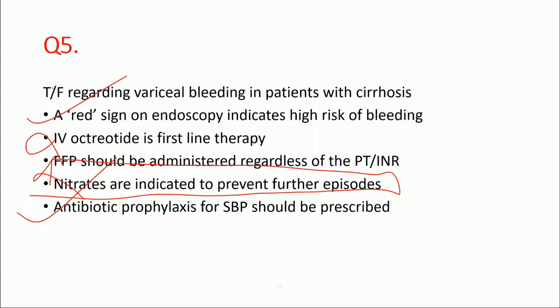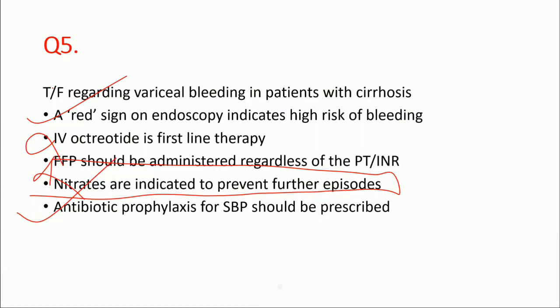So beta blockers are not for acute management, because the whole idea of beta blockers is to reduce the portal pressure in the long term. If you give them in the acute stage, what you're going to cause is the blood pressure is going to drop, along with various other complications.